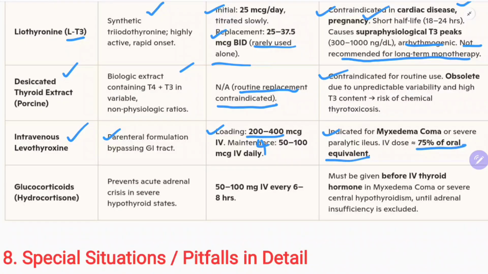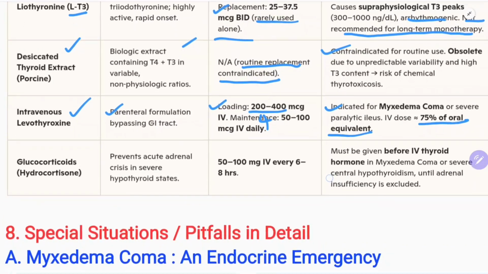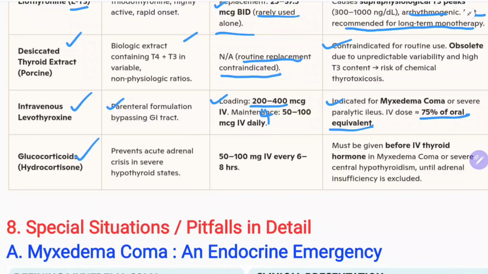That means if the patient was taking oral levothyroxine, the IV dose is approximately 75% of the oral equivalent. Or if you don't know the dose, just give 200 to 400 mcg as a bolus dose, then one quarter of that dose as the maintenance dose till the patient is able to take orally. That's how you treat.